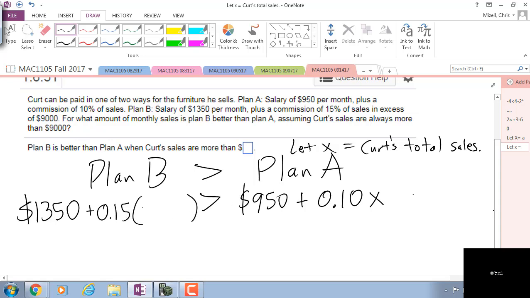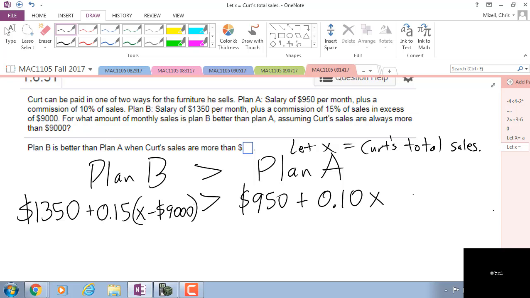If it's less than 9,000, then you're not going to get any commission at all. You think they'd give him negative commission if he sells less than $9,000 in a month? No, you just wouldn't get any commission. No? That would be cold, I guess. That would be messed up. It would, yeah.